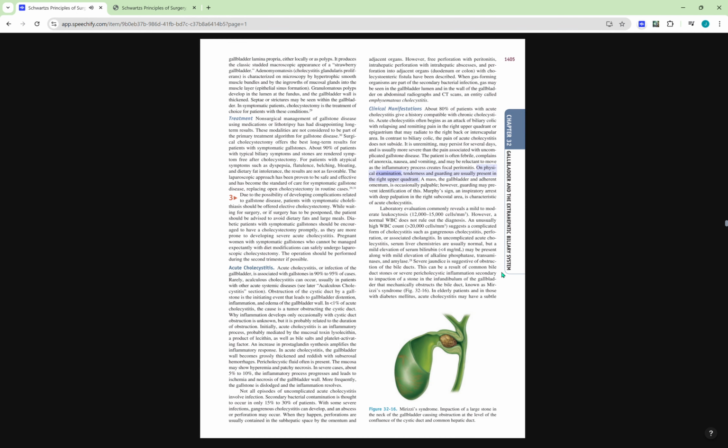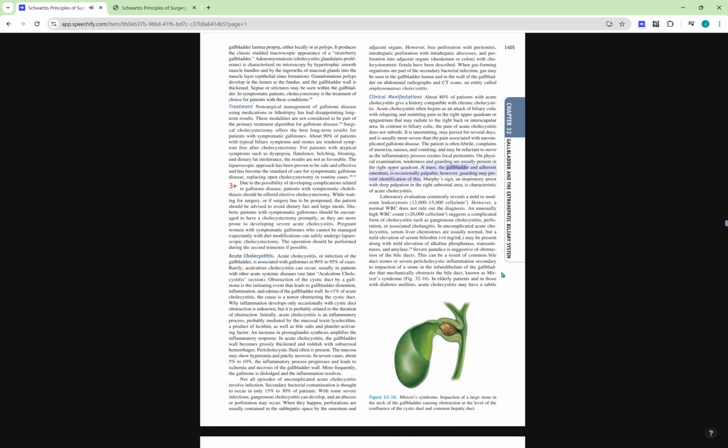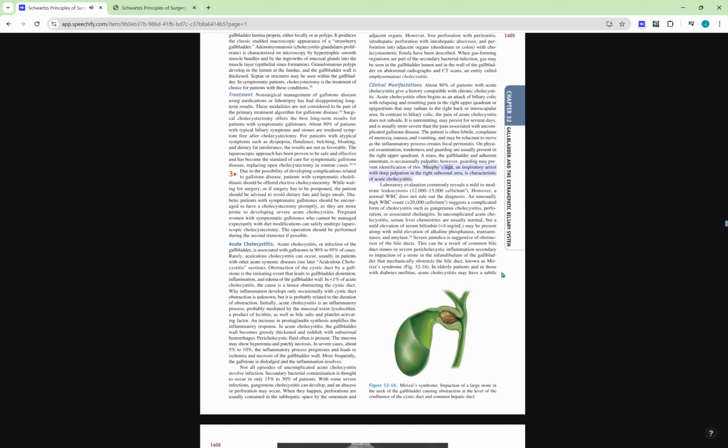On physical examination, tenderness and guarding are usually present in the right upper quadrant. A mass, the gallbladder and adherent omentum, is occasionally palpable, however. Guarding may prevent identification of this. Murphy's sign, an inspiratory arrest with deep palpation in the right subcostal area, is characteristic of acute cholecystitis.